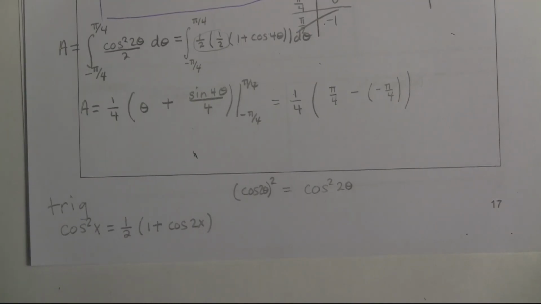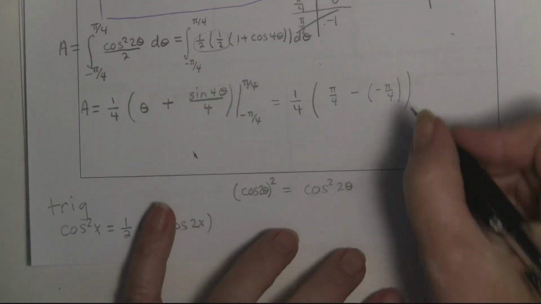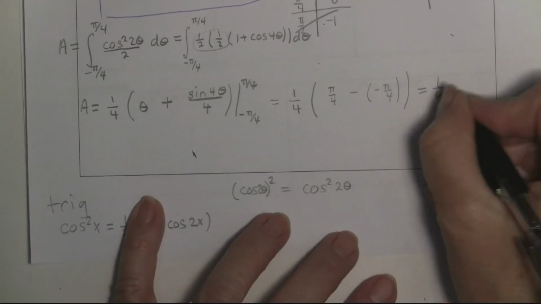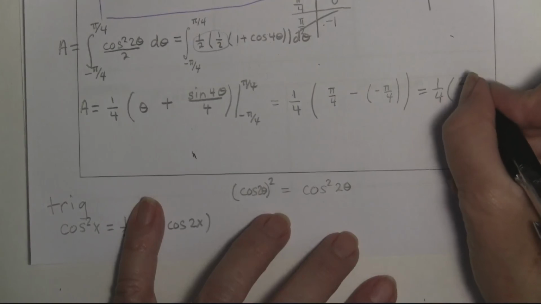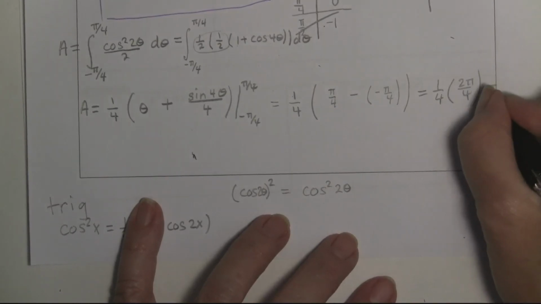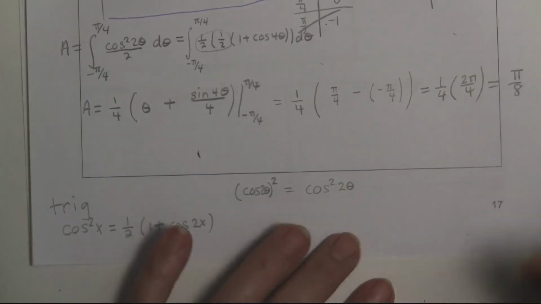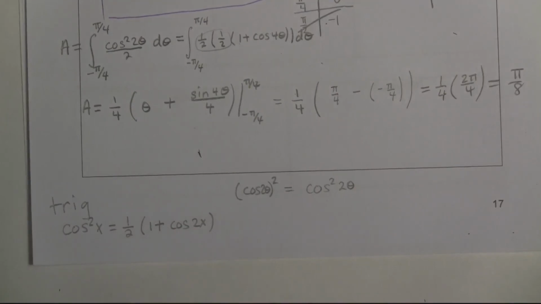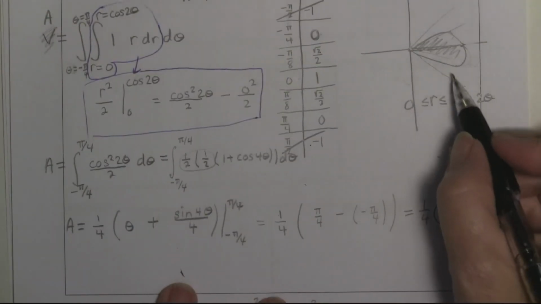And so when the dust clears there, I have pi over 4 plus pi over 4, which is 2 pi over 4, which when the dust clears there is pi over 8. So I hope that's what you got to. So this is 1/4, and this was 2 pi over 4, which is pi over 8. And so that's our area of one little leaf.